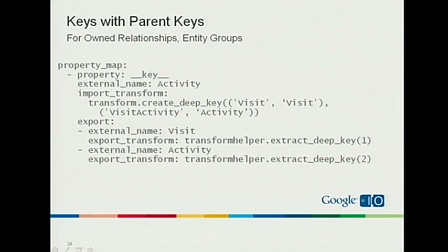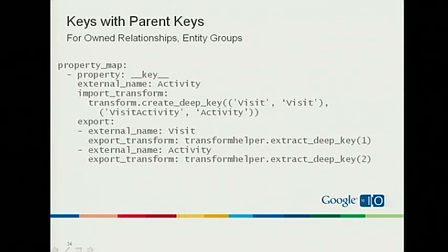And we've provided a bunch of helper functions, again, this transform method, which I call to create deep key. So every key, every level of the key, is identified by the kind and then the identity. So in this case, this helper function knows how to pull out the visit column associated with the visit kind, pulls out the activity column, associates it with the visit activity kind, which is, in fact, not listed here, but it's the kind that we're importing.